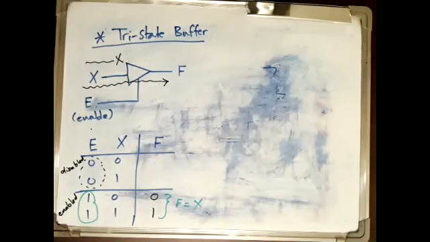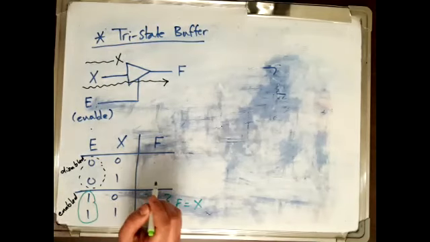Why not one? Because there is nothing coming in. There is nothing coming in. We cannot assume it is zero, and also we cannot assume it is one.